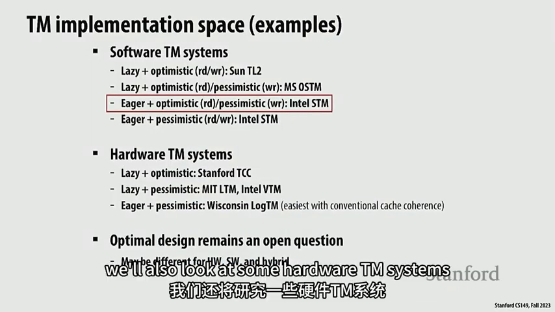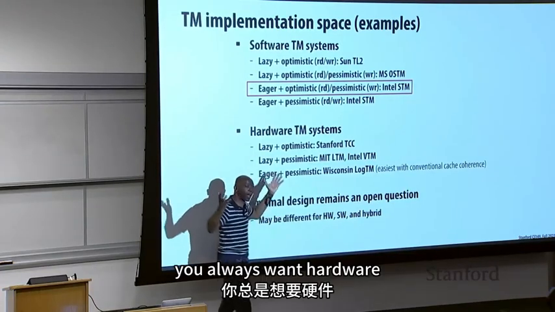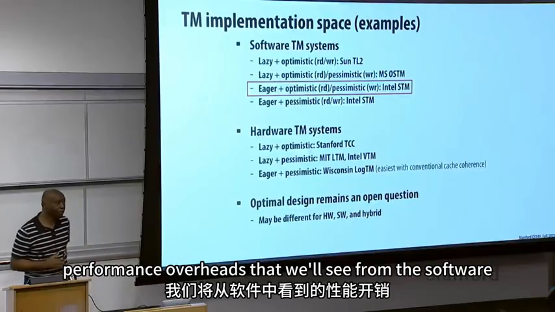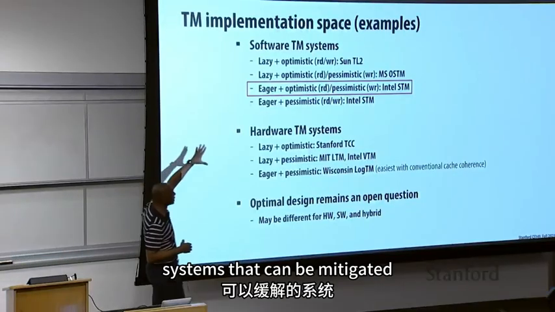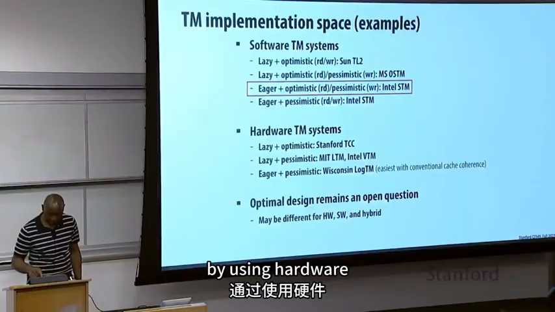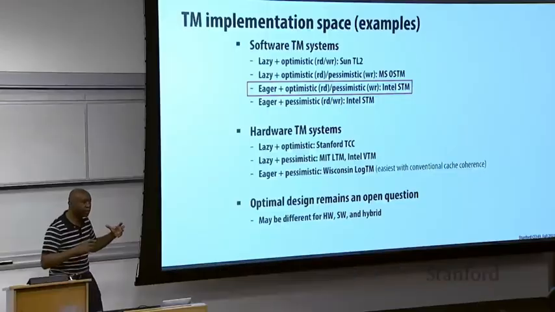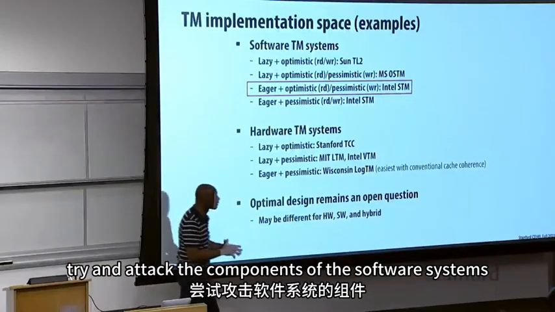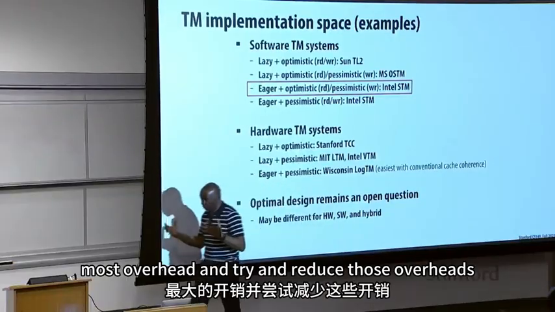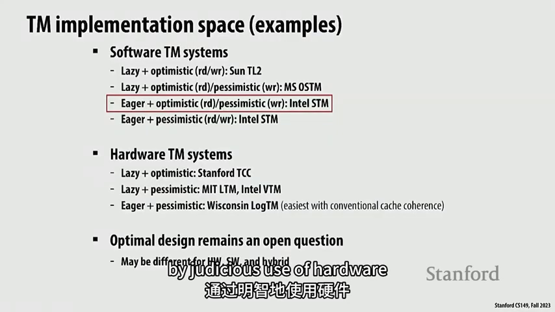And then, of course, we'll also look at some hardware TM systems. First of all, we're going to motivate why you want hardware. And, of course, you always want hardware if you want to improve performance, right? There are performance overheads in the software systems that can be mitigated by using hardware. And you can have some sort of hybrid where you mix hardware and software, and you try to attack the components of the software systems that provide the most overhead, and reduce those overheads by judicious use of hardware.